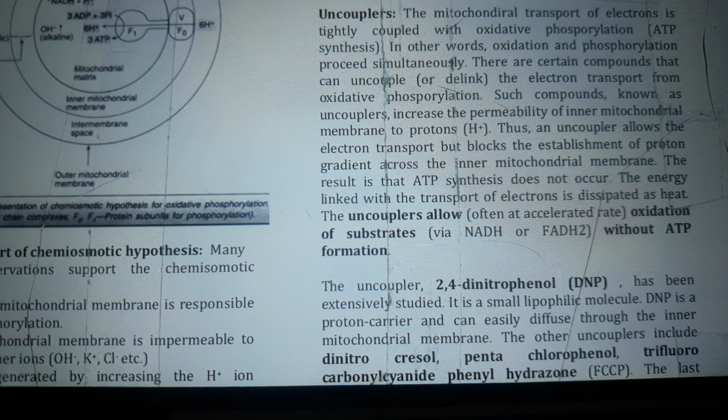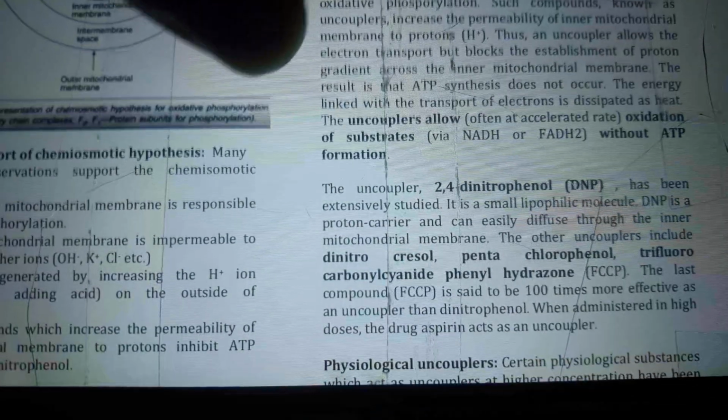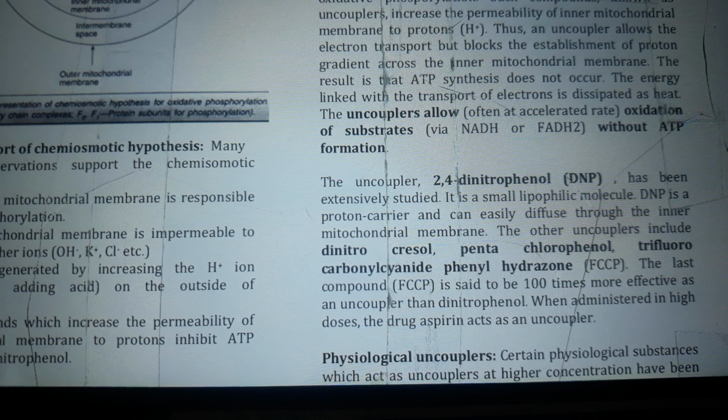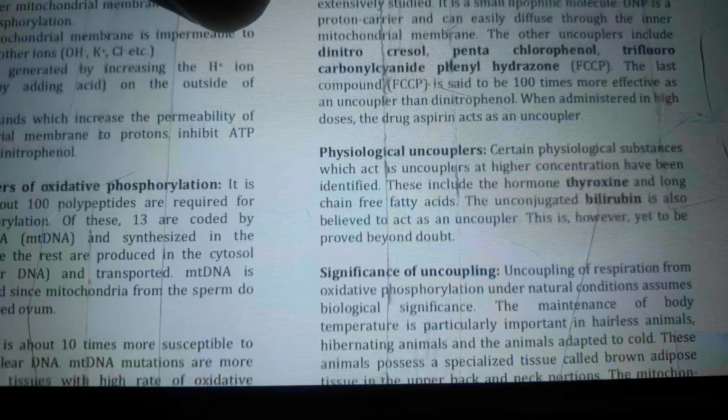Such compounds, known as uncouplers, increase the permeability of the inner mitochondrial membrane to protons, H+. Thus, an uncoupler allows electron transport but blocks the establishment of a proton gradient across the inner mitochondrial membrane. The result is that ATP synthesis does not occur. The energy linked with the transport of electrons is dissipated as heat. The uncouplers allow, often at an accelerated rate, oxidation of substrates via NADH or FADH2 without ATP formation.